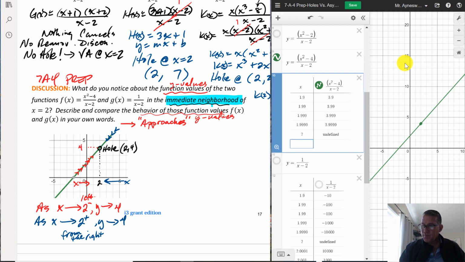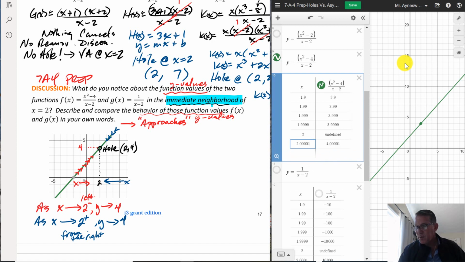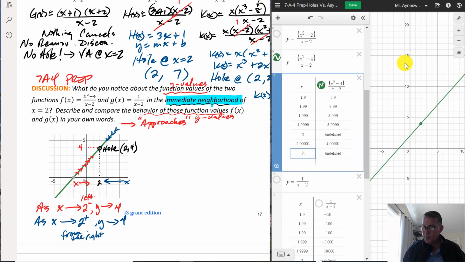Now let's go on the right side. Let's enter in some values. Let's enter in 2.00001. That's pretty darn close to 2. That's very, very close to 2. And notice that the y value is very close to 4. Let's move farther away. 2.0001. So I'm going further away. That's not as close as the previous one.